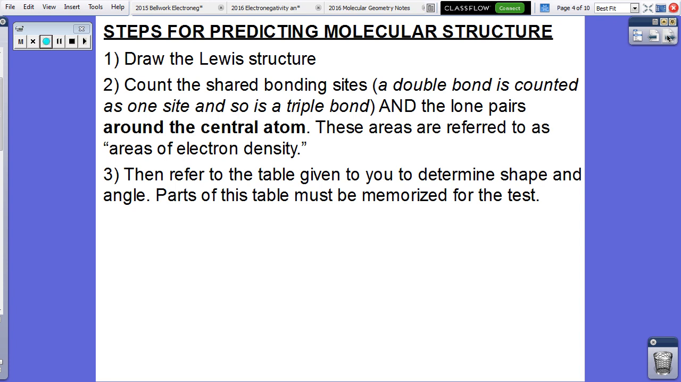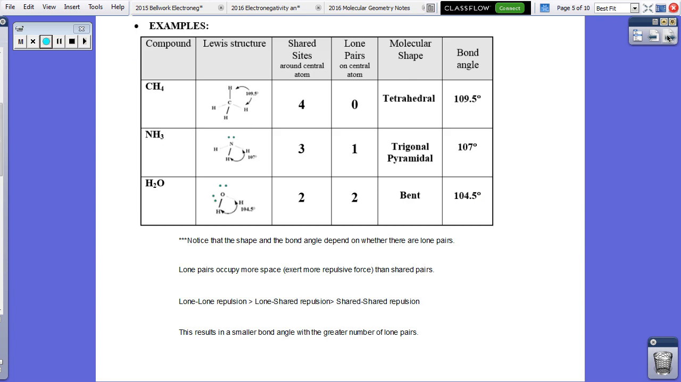And we'll work through some of that so that you understand that part. You are going to have to know parts of this reference sheet for your test, not all of it, and we'll talk about which ones you'll need to know, but you will have to know parts of it. Okay, so let's go through and practice this a little bit.